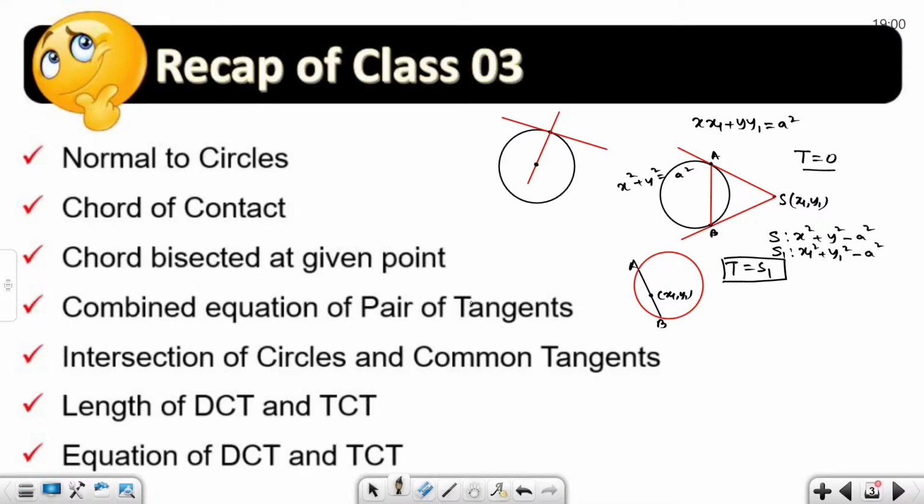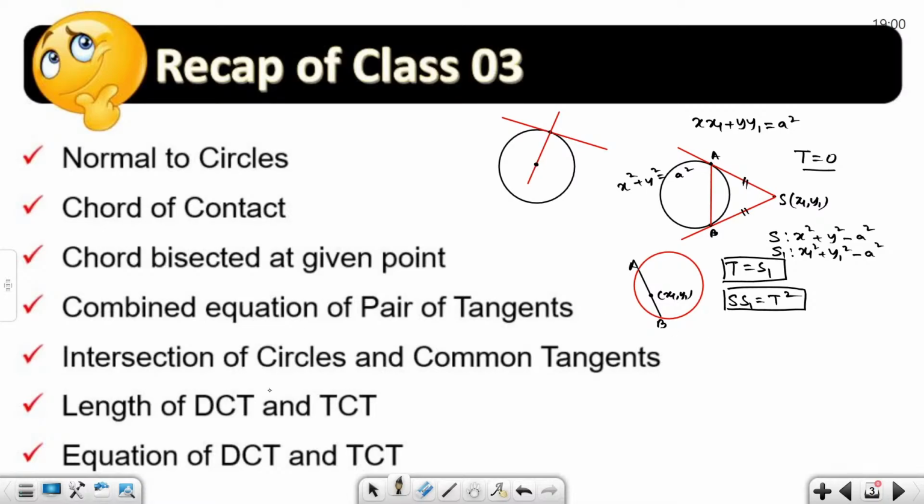And what is the combined equation of this pair of lines? It will be S S1 equals to T squared. That is the combined equation of pair of tangents. Clear or not?